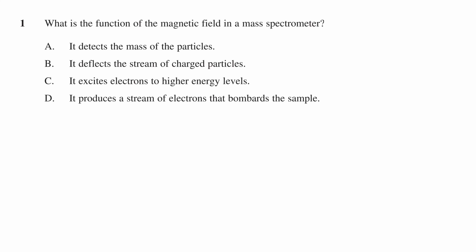So, for this question, if you remember the general function of each part of the mass spectrometer, then you will know that B is the answer here, because it's the magnetic field that deflects the charged particles and allows them to be identified by their mass.